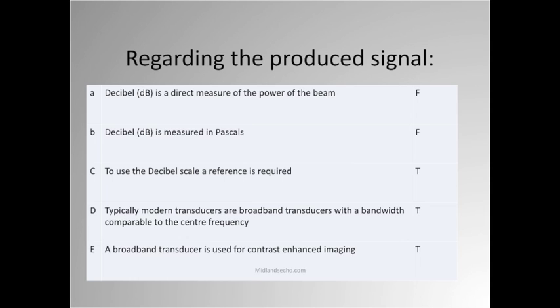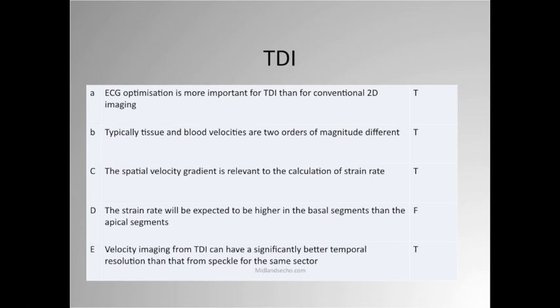Typically modern transducers are broadband transducers with a bandwidth comparable to centre frequency. That's true, that's something you should just remember, those words, and it's to allow multi-frequency imaging. Broadband transducers used for contrast enhanced imaging is true.